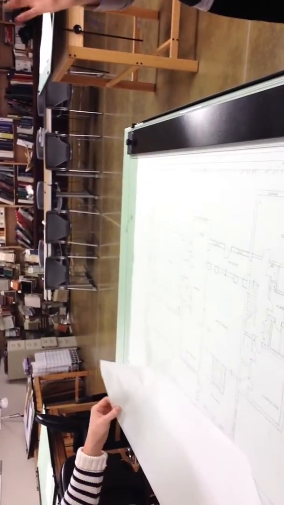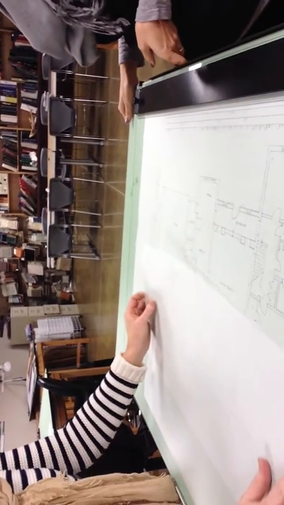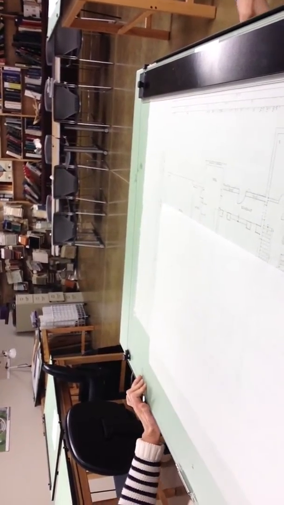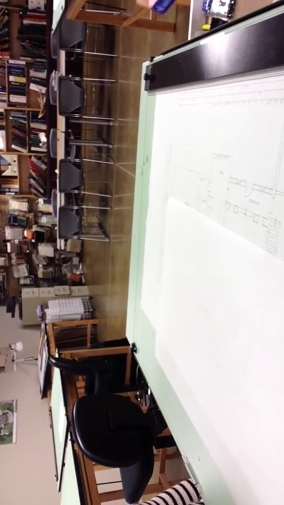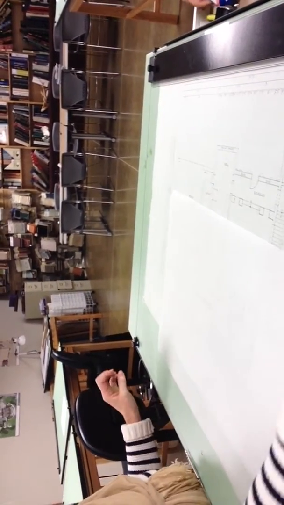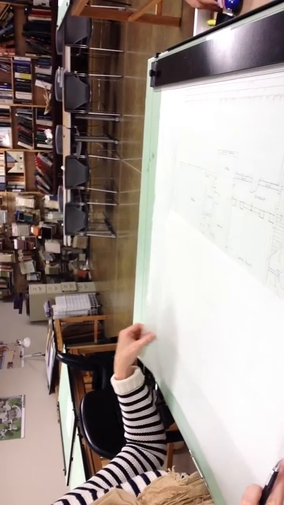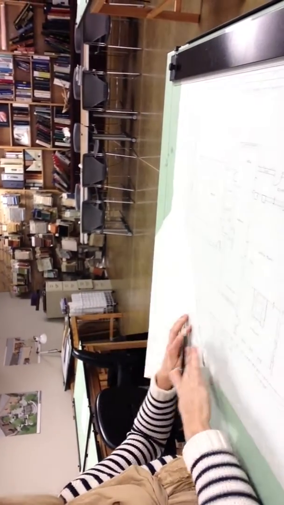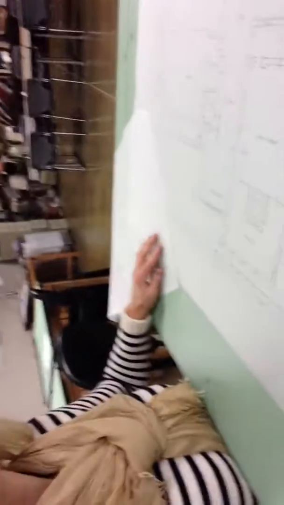Alright, the first step that you'll want to do is take a piece of trace paper and lay it over your drawing. And we're going to look at what is the intention of this space. We've already discussed it with the client, and what they want to do is take this existing sunroom.